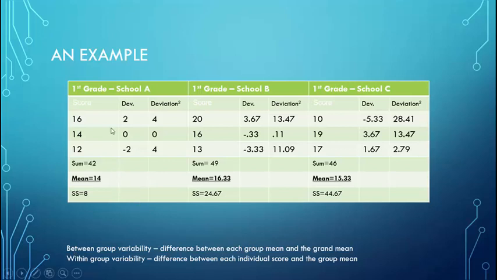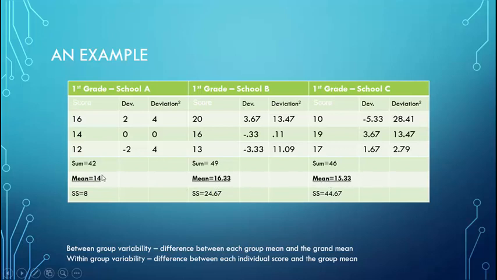You don't have to do any of the calculations. SPSS will do this for you, but you will find that school A, their mean math score was a 14. For school B, their mean math score was a 16.33. And for school C, the mean math score was 15.33. So when we look at the idea of between group variability, how much difference do you see between the means, between the mean of 14 and 16.33 and 15.33?